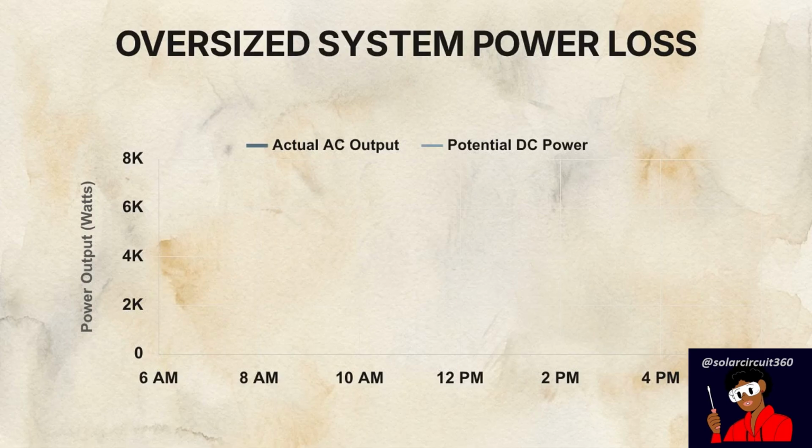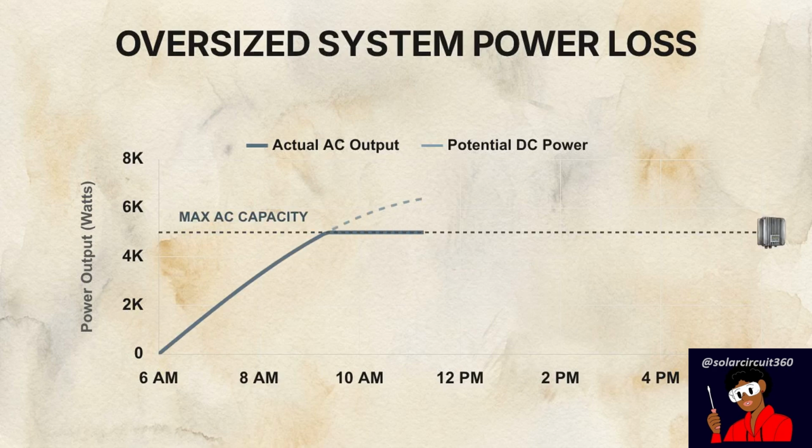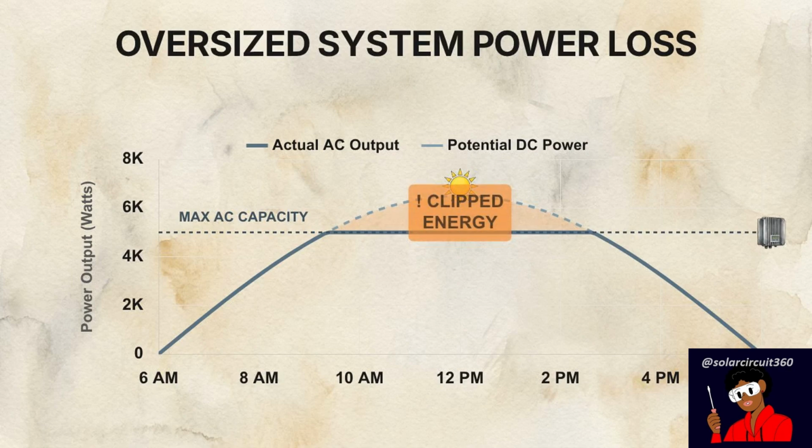This chart models an oversized system. A standard 12-hour production curve rises, but instead of peaking, hits a ceiling and plateaus into a flat top. The industry explanation is straightforward. Any power produced above the inverter's maximum rating is simply lost.